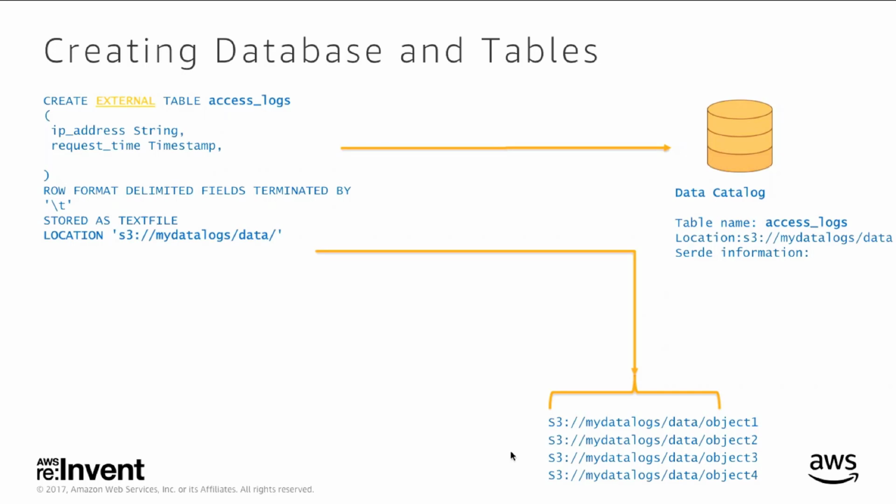In this example, you can see that we're defining an external table. We're defining a couple of the columns, and we're also saying what type it is. This is a text file, and it's delimited by a tab. We're also pointing to a specific location, an S3 path, and that tells us where the objects are on S3. So when we're scanning the data, we know exactly where to find them.